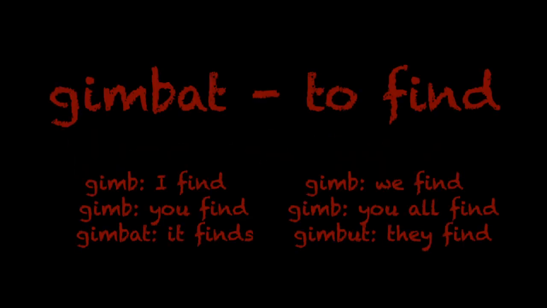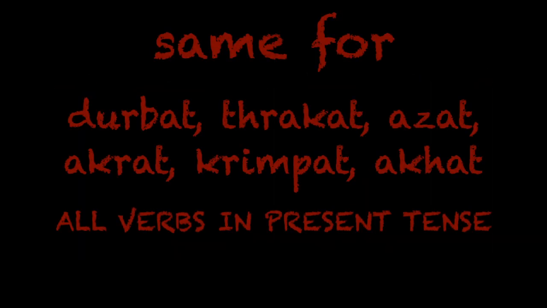Next is to define the present tense. The conjugation chart is as follows. For gimbat: gim, I find; gim, you, singular, find; gimbat, he, she, it finds; gim, we find; gim, you all or you plural find; and gimbat, they find. Now this chart is for gimbat. However, this is how present tense is conjugated for all verbs in Black Speech.